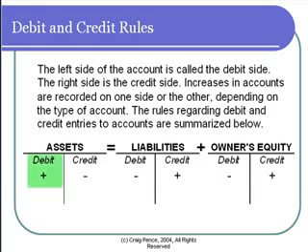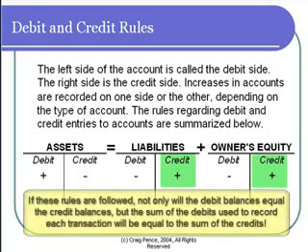Therefore, if I debit an asset account, I'm increasing it, but if I debit a liability or the capital account, I'm decreasing it. And likewise, if I credit an asset account, I'm decreasing it, but if I credit a liability or the capital account, I'm increasing it.